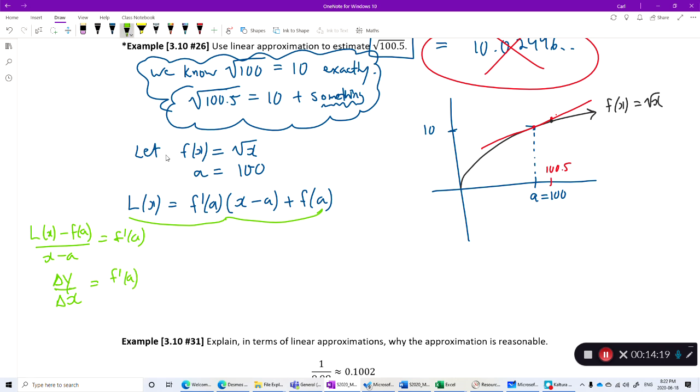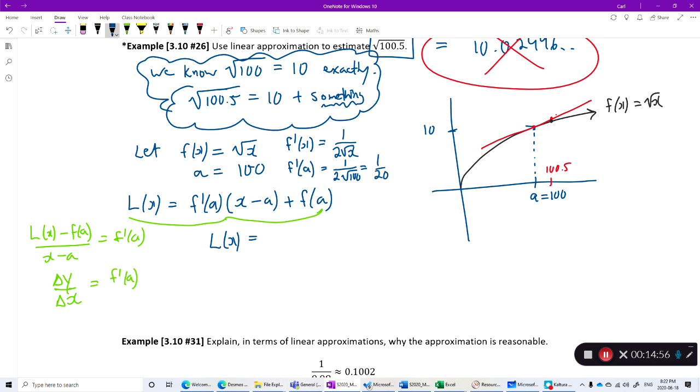Okay, I think I'll leave that observation at that point. We'll come back to that when we do differentials. Okay, so what is L of x? I need to know the derivative at a, so I'll calculate it up here. F prime of x is, this is one we've done a couple times, so I'll just write the answer. What is f prime of a then? It's going to be 1 over 2 square root of 100, which is 1 over 20.